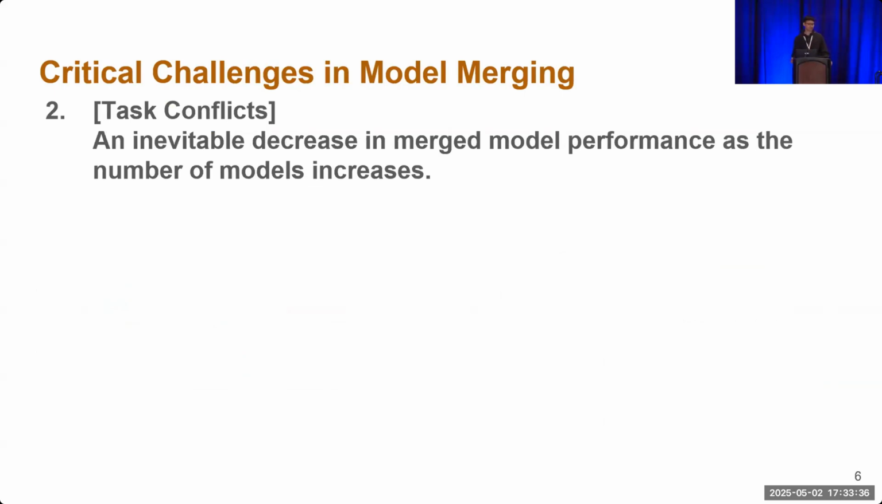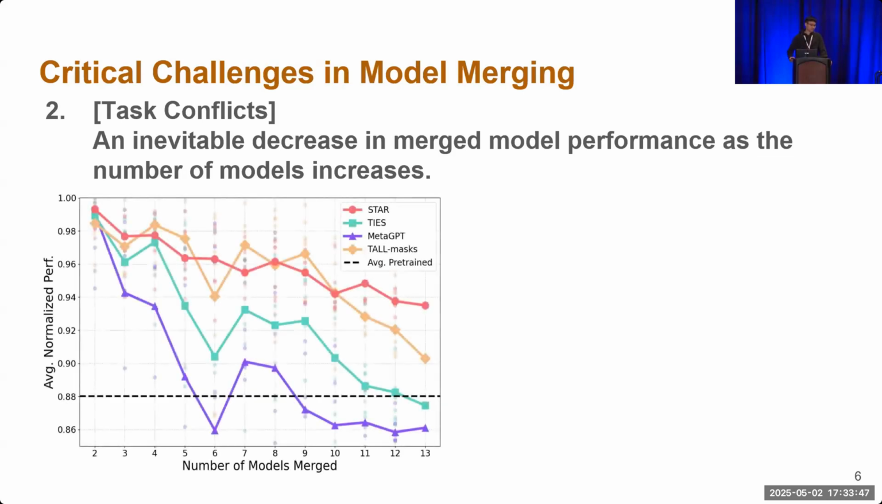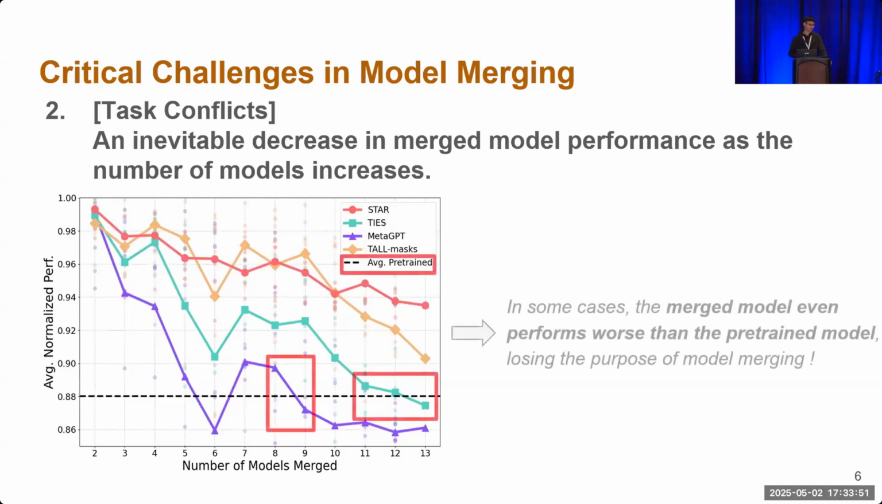The second challenge is the inevitable decrease in merged model performance as the number of merged models increases. We refer to it as task conflicts. As presented here, one can see that in some cases, especially when the number of models is large, task conflicts cause the merged model to perform even worse than the pre-trained model, losing the entire purpose of model merging.